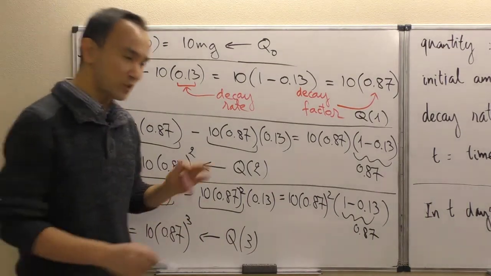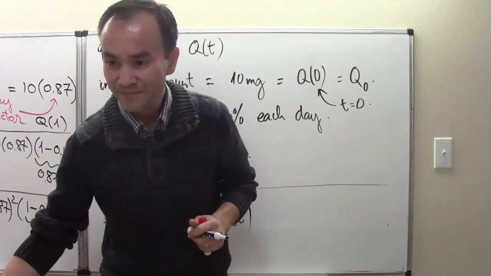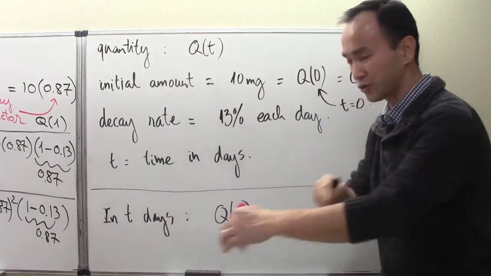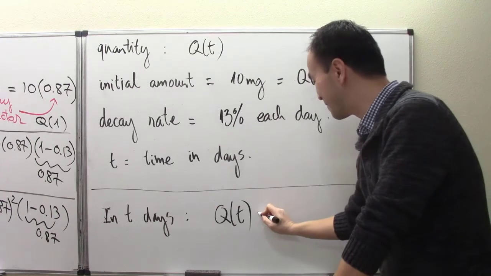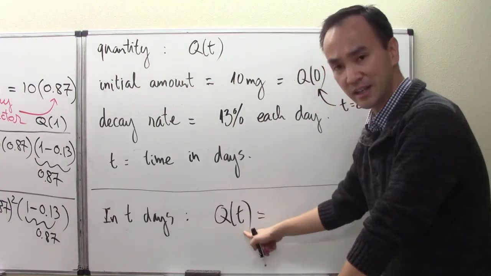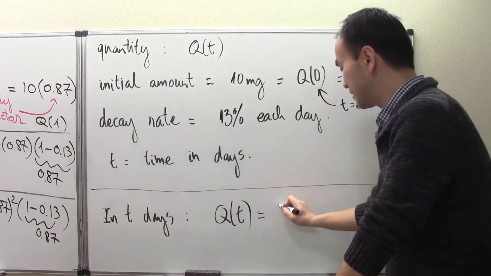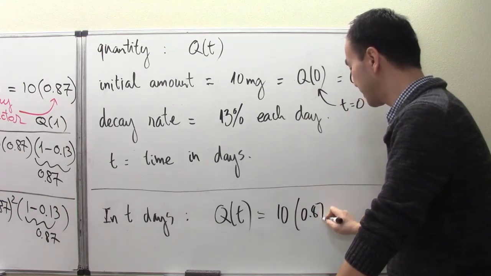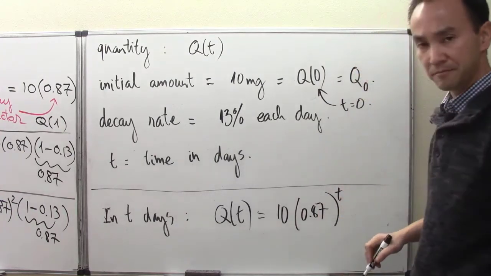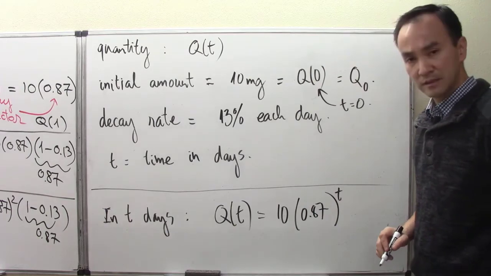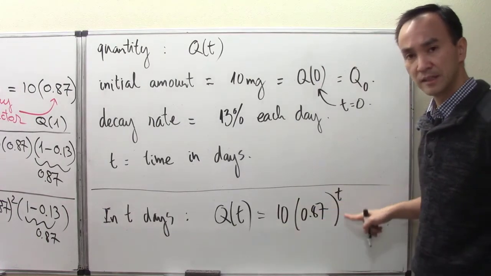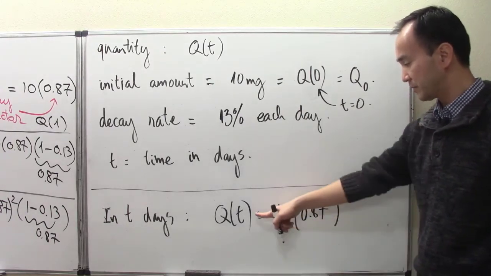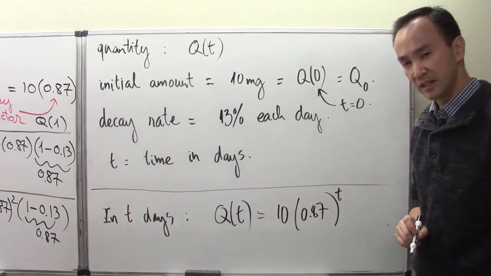And so now I can be firm that in t days, after about 3 observation steps, I can formulate that the quantity in t days will be 10 times 0.87 raised to the t power. So again, what I'm seeing here is an exponential function. Q of t equals 10 times 0.87 to the t.